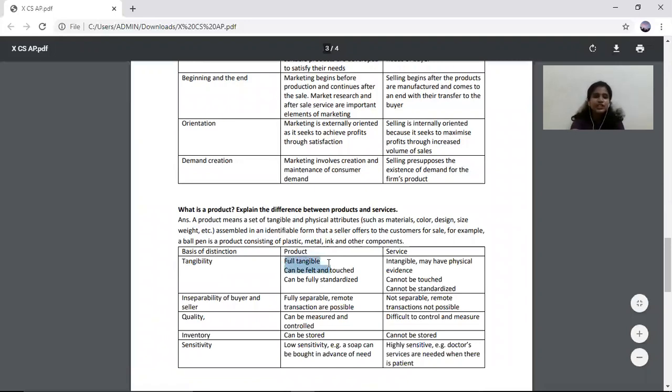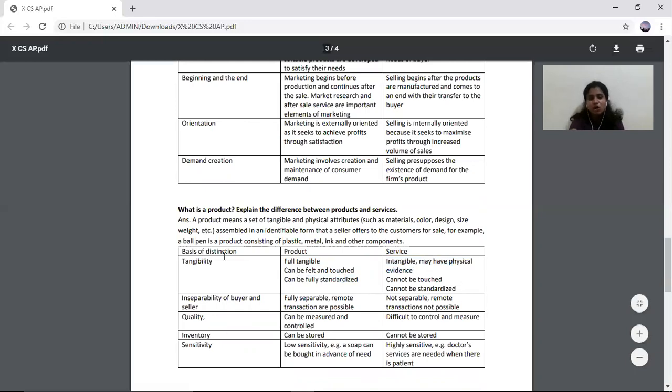How will you convert it into a sentence? For example, basis of distinction, tangibility, and under product, you will write the sentence: a product is fully tangible. It can be felt and touched. It can be fully standardized, right? Under services, you will write: service is intangible. It may have physical evidence. It cannot be touched, nor can it be standardized.